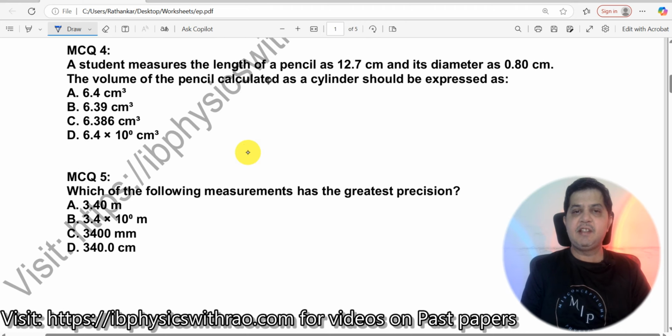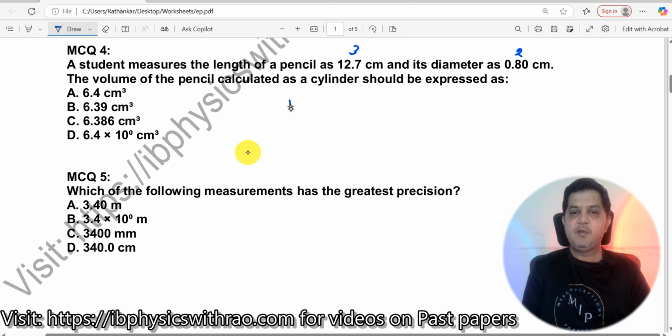A student measures the length of a pencil as 12.7 centimeter and diameter as 0.8 centimeter. This has 3 significant figures and this has 2 significant figures. The volume of the pencil calculated as a cylinder should be expressed as, what is the volume of the cylinder?